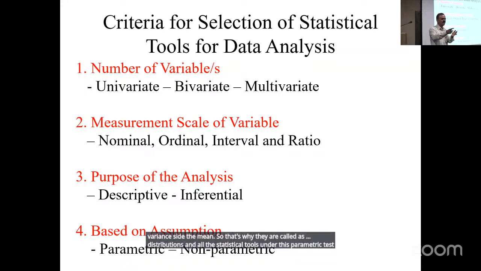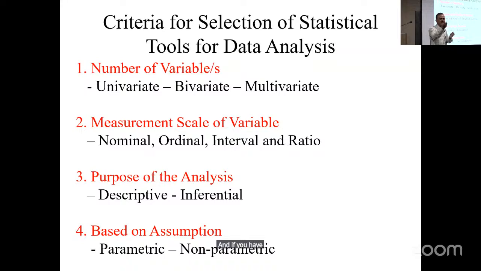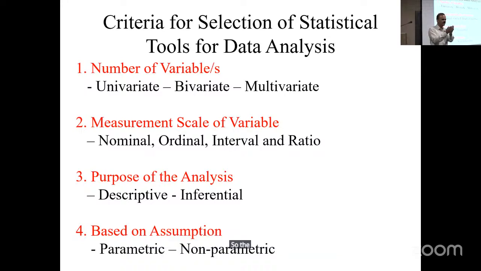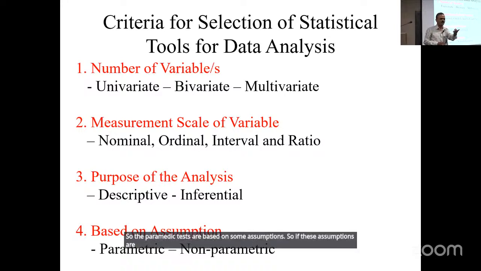It assumes that the variable which we have chosen for our analysis is normally distributed, and if you have two variables, the variances of those two variables are equal, and so on. Therefore, the parametric tests are based on some assumptions. If these assumptions do not hold good for your variable, then we have to use a non-parametric test. This is one context of use of non-parametric test.